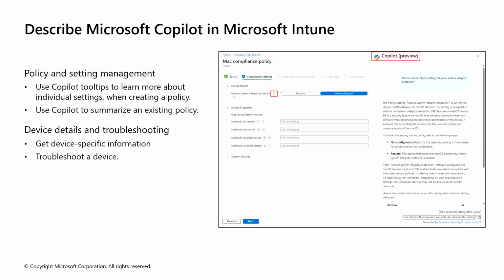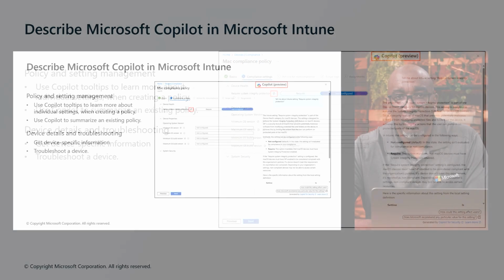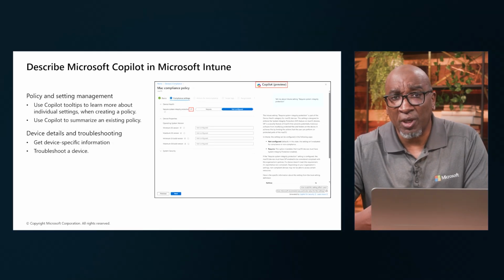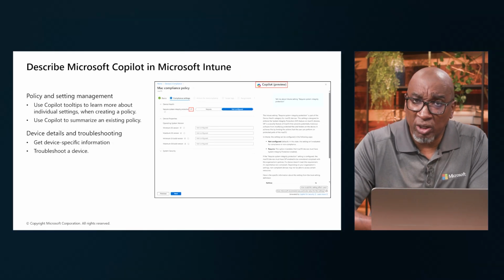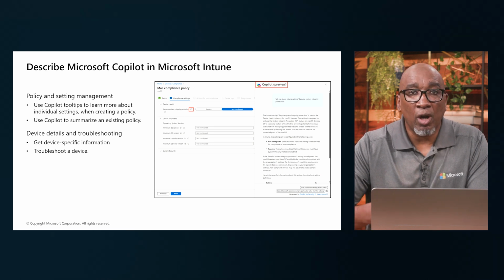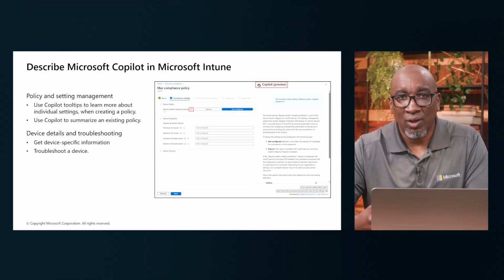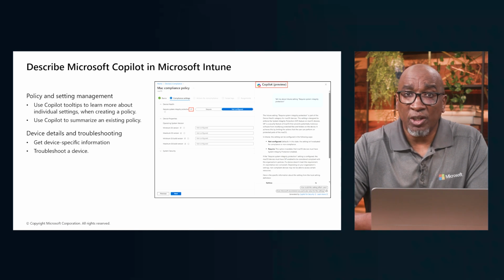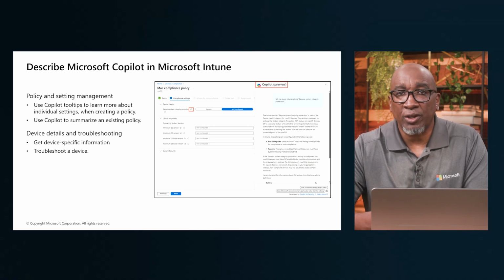Microsoft Copilot and Microsoft Intune allows you to do policy and setting management. You can use Copilot tooltips to learn more about individual settings when creating a policy, and you can also use Copilot to summarize an existing policy. With device details and troubleshooting, you can get device-specific information about a resource. You can also troubleshoot a device.